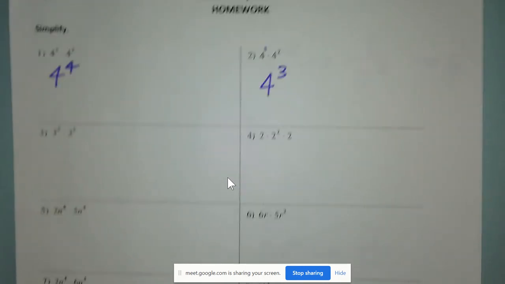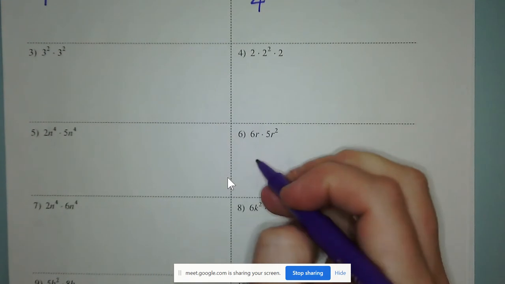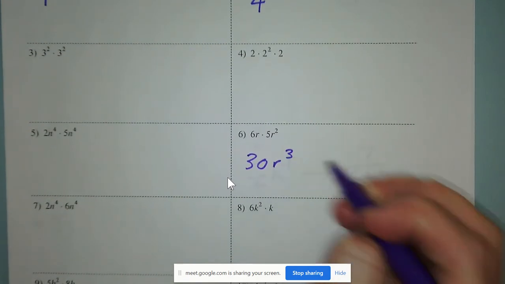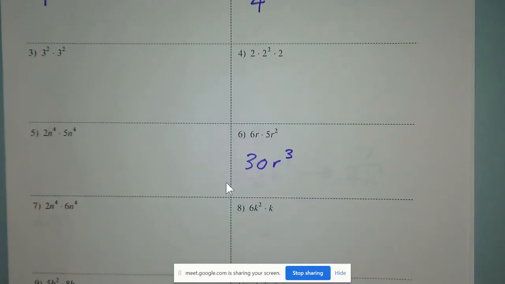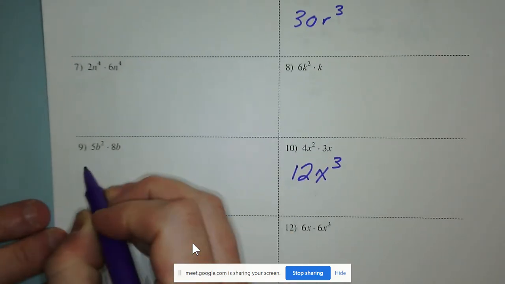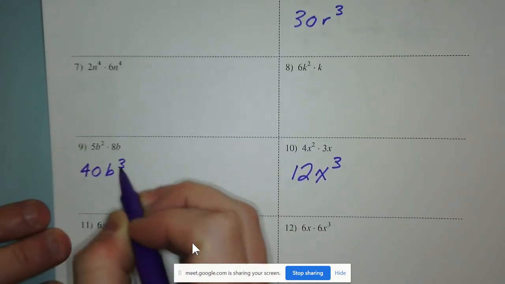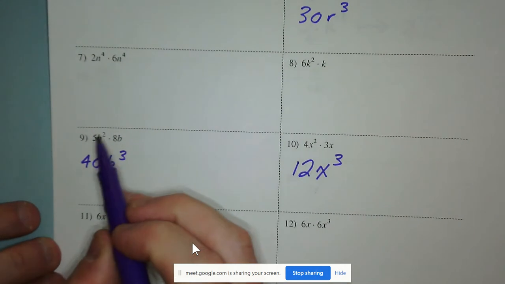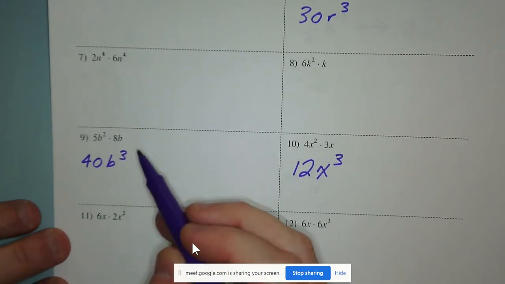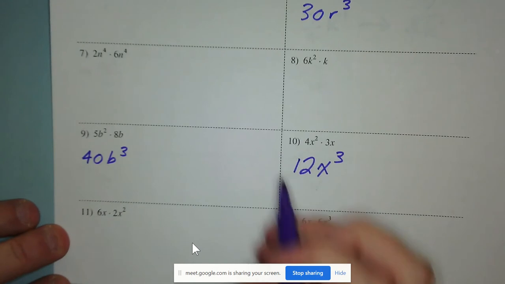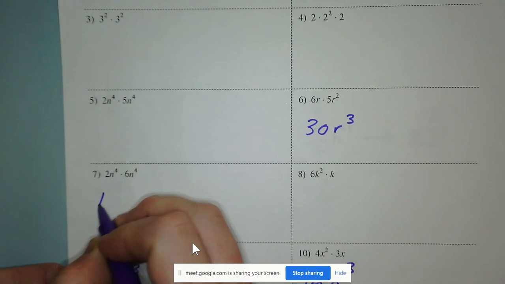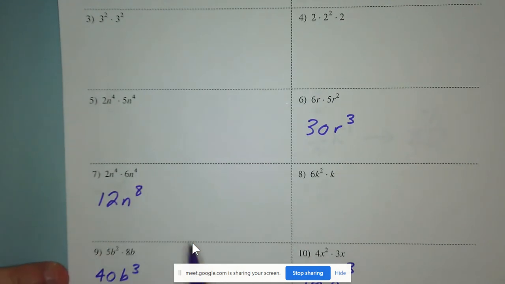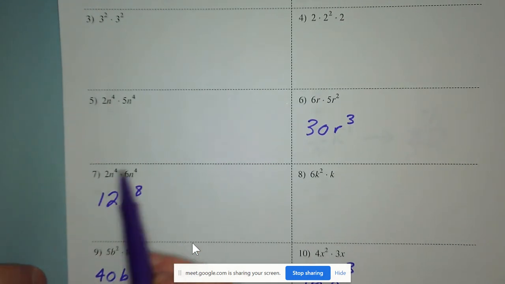Starting off on the first page, number 6, you should have got 30r to the third, because 6 times 5 is 30, and r times r squared is r to the third. That's where you would technically add exponents. Number 9, what you should have got was 40b to the third, because 5 times 8 are just numbers, and then b squared times b, you add those powers to get b to the third. Number 7, you should have got 12n to the 8th. Correct me if I'm wrong. 2 times 6 is 12.